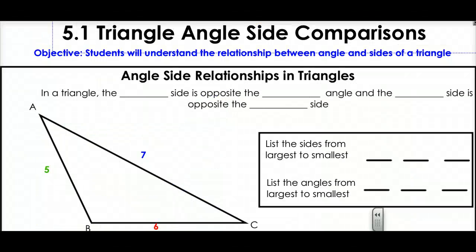Welcome to lesson 5.1, triangle angle side comparisons. Today's objective is for students to understand the relationship between angles and sides of a triangle. And there is one.